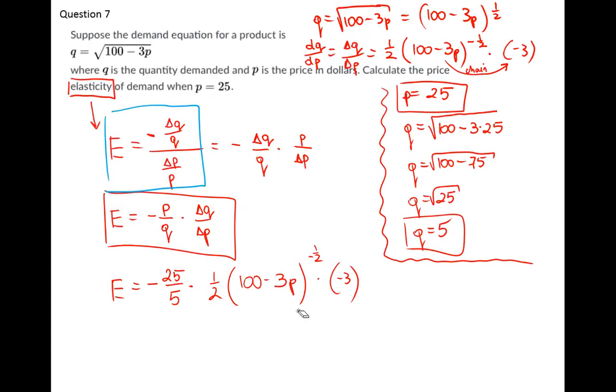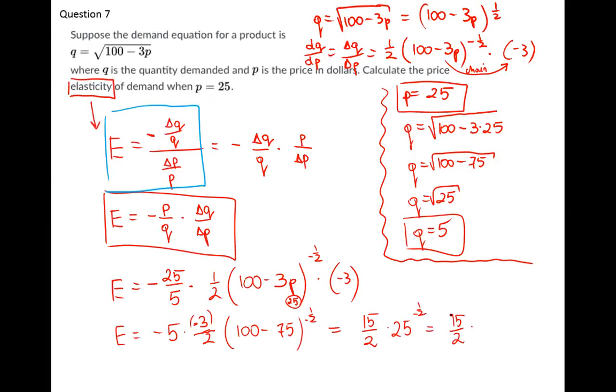Of course, p is 25. We will substitute 25. Let's try. That's half, 100 minus 75, because I'm substituting 25 for p, to the negative half, and actually times negative 3. Maybe I can put that negative 3 here. Okay, negative times negative is positive, 15 over 2, and 100 minus 75 is 25.